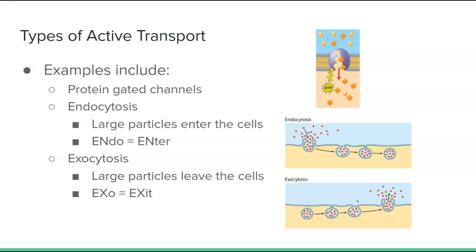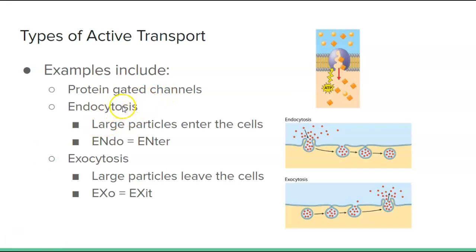There's a few types of active transport. The one that we just talked about with those diamonds, that's called a protein-gated channel. And so it uses those proteins that we talked about in facilitated diffusion, but it's gated, which just means that you need energy to activate it, to get it to move. So protein-gated channels, that's one.